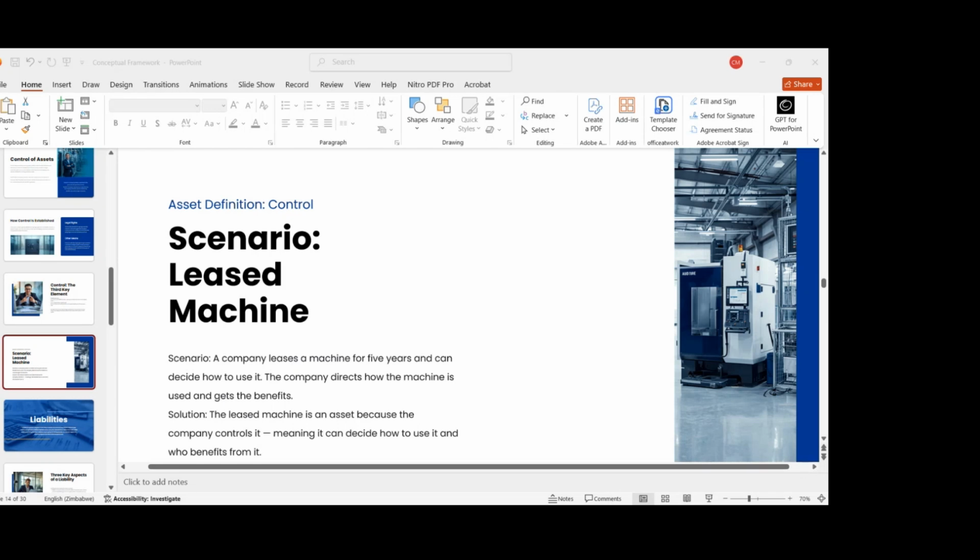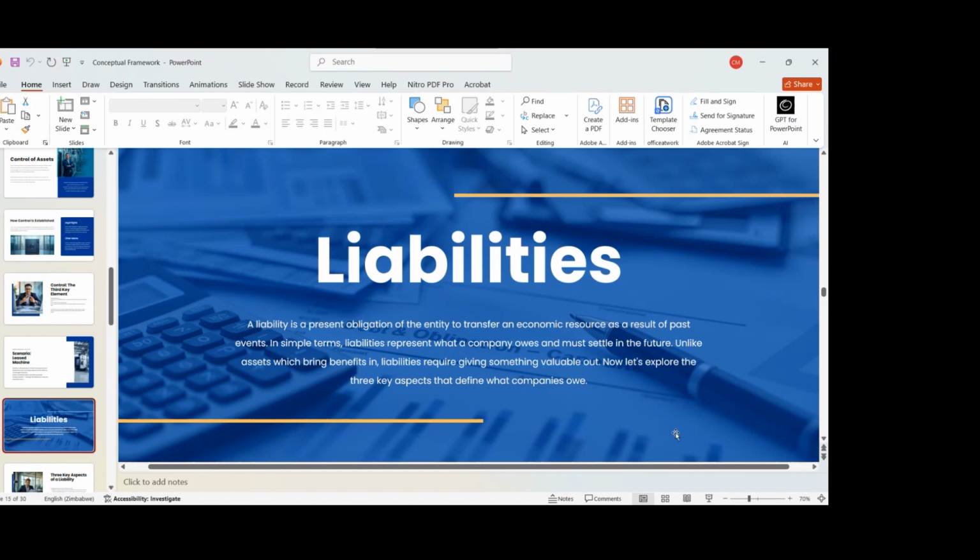And then let's go to liabilities. But let's first deal with it in simple terms. A liability is a present obligation of an entity to transfer an economic resource as a result of a past event. In simple terms, liabilities represent what a company owes and must settle in the future. Unlike assets, which bring benefits in, liabilities require giving something valuable out. Is it making sense? So let's explore the 3 key aspects that define what a company owes.